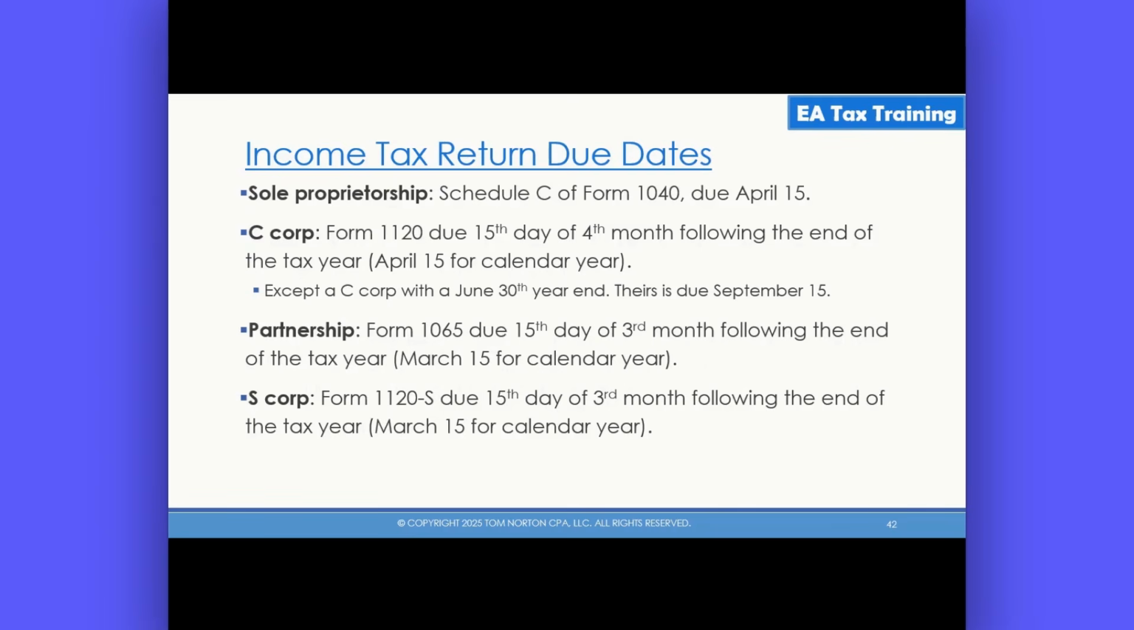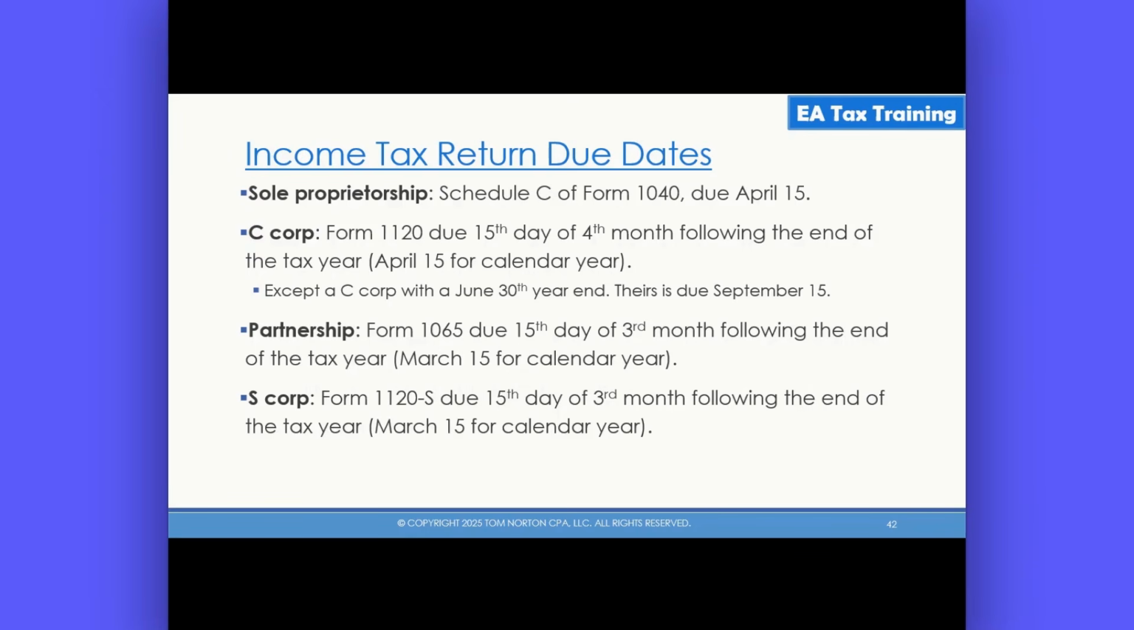Income tax return due dates. A sole proprietorship is just an individual, so their due date is going to be April 15th. Similarly, a C corporation is a separate taxpayer. Remember, they are considered a separate person under state law, and they are considered a separate taxpayer under tax law. So their tax return is also due on the 15th day of the fourth month following the end of the tax year. So if they are a calendar year corporation, it would also be due on April 15th.